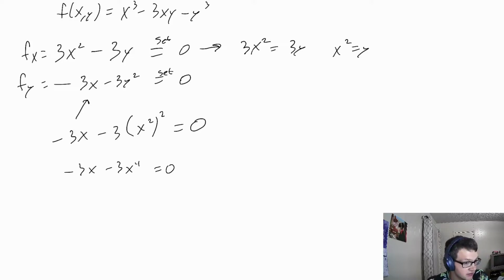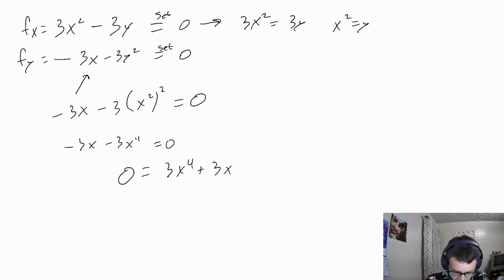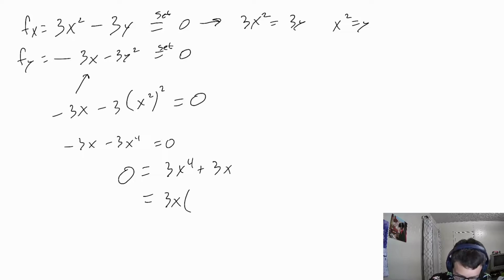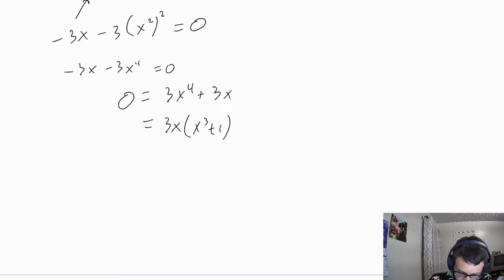First of all, we can move everything to the other side to get something positive. We have 0 equals 3x to the 4th plus 3x, just because in general I think it's easier to work with positive numbers. And now we can factor out a 3x. And this gives us x cubed plus 1. All right, so since this whole thing equals 0, this tells us that x equals 0, or x cubed equals minus 1, i.e. x equals minus 1.